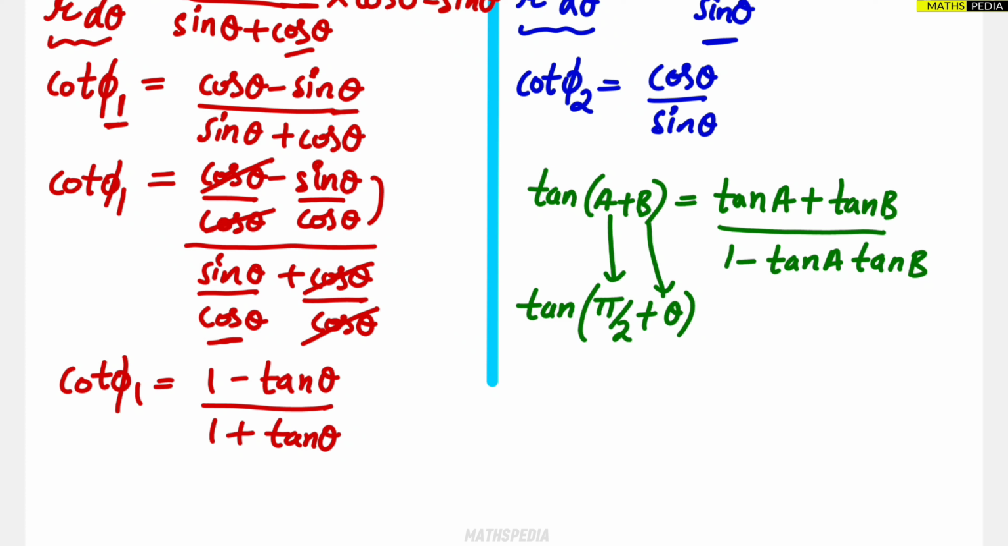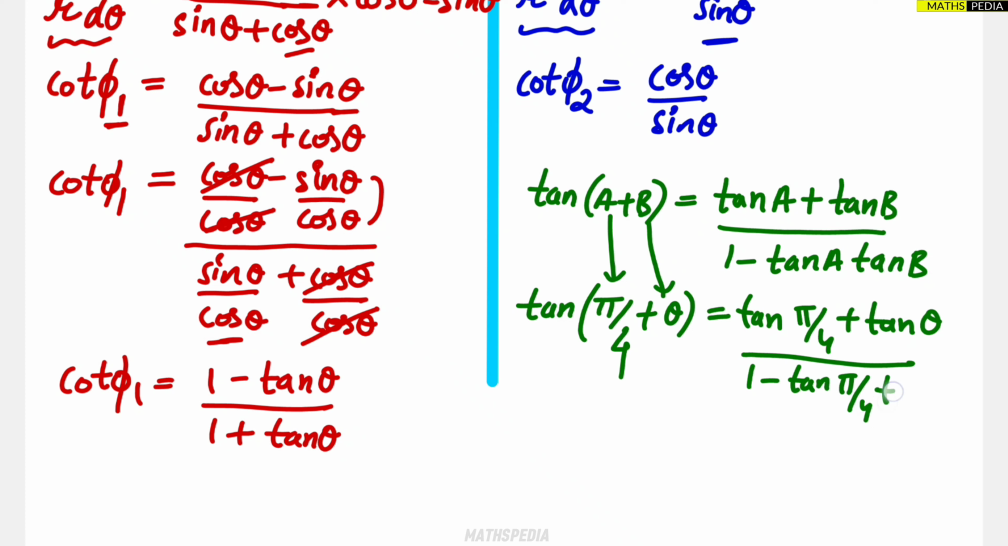Sorry, not pi by 2. Pi by 2 means 90. I have to get it as 45, so pi by 4 I have to take. So here what happens? Tan pi by 4 plus tan theta divided by 1 minus tan pi by 4 into tan theta. Now what is tan pi by 4 value? We know it is 1. So it will be 1 plus tan theta divided by 1 minus 1 into tan theta, so it is tan theta, right?